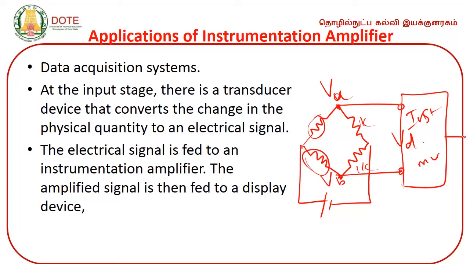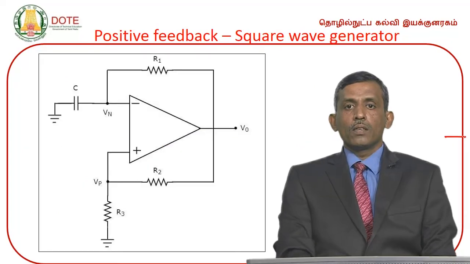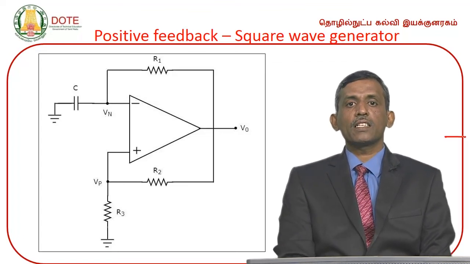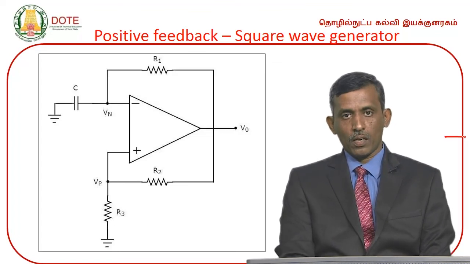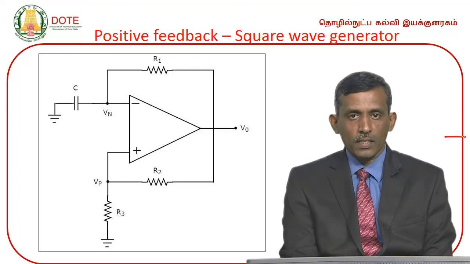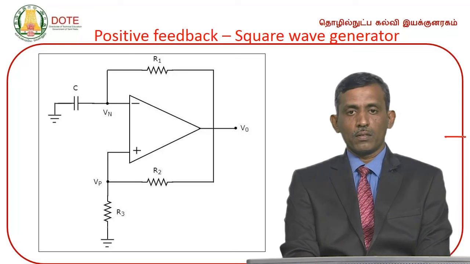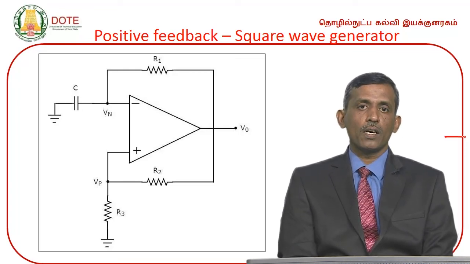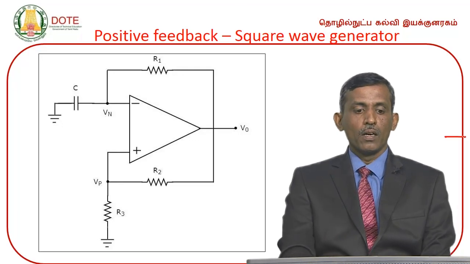So what have we discussed in this module? We have discussed in detail the analysis, circuit operation and working of the instrumentation amplifier, and also we have discussed the application of the instrumentation amplifier, right. Also we have derived the output voltage expression for the instrumentation amplifier, right. In the coming module we are going to discuss a different mode of circuit, that means positive feedback circuits.